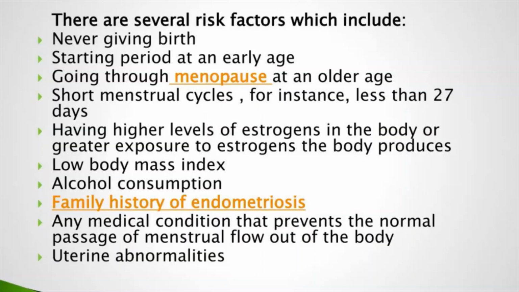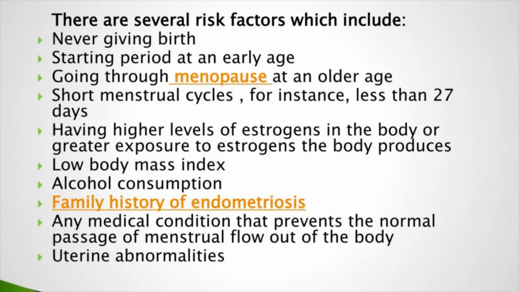Now let me tell you the risk factors. Several factors place you at greater risk of developing endometriosis, such as never giving birth, starting your period at an early age, going through menopause at an older age, short menstrual cycle, for instance less than 27 days, heavy menstrual period that lasts longer than 7 days, having higher levels of estrogen in your body or a greater lifetime exposure to estrogen your body produces, low body mass index, one or more relatives, mother, aunt or sister with endometriosis, any medical condition that prevents the normal passage of flow out of the body, reproductive tract abnormality.